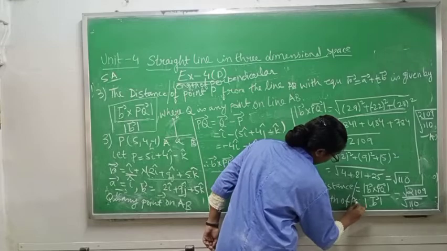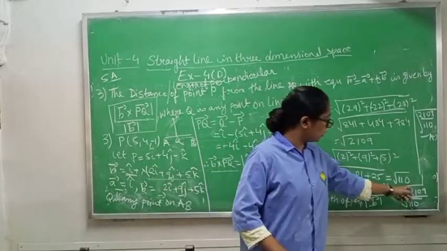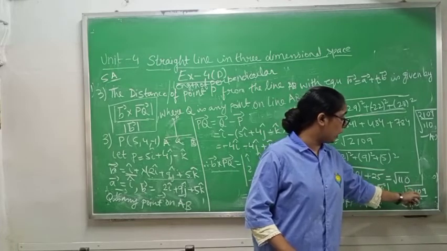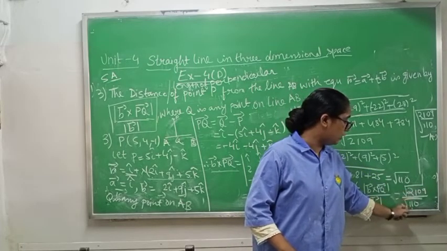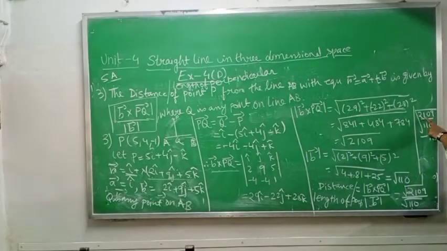So the distance, or you can write the length of the perpendicular, anything you can write. The formula is this, just put this in: root over 2109 by root over 110, you will get whole root over 2109 by 110.